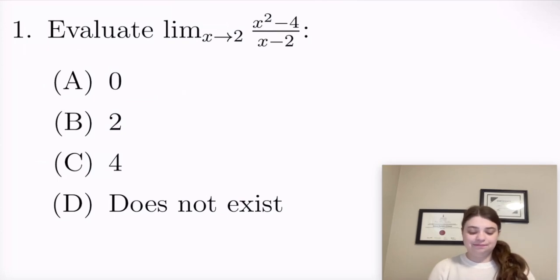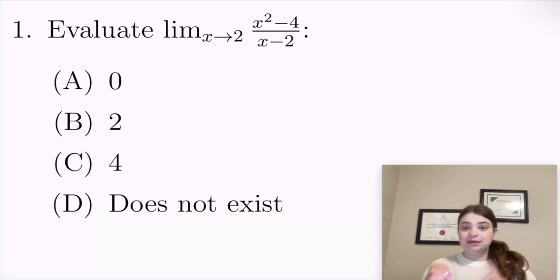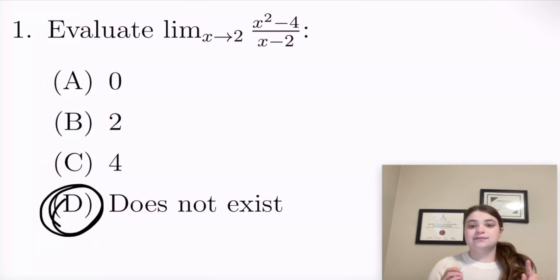So let's dive in. All right, so this first one asks us to evaluate this limit. Now you probably noticed right away that if we plug in 2 directly, we end up with a 0 in the denominator, which we can't have. And so it might be tempting to say, oh, well, then the answer is D, it doesn't exist. This is actually not the right answer, though.